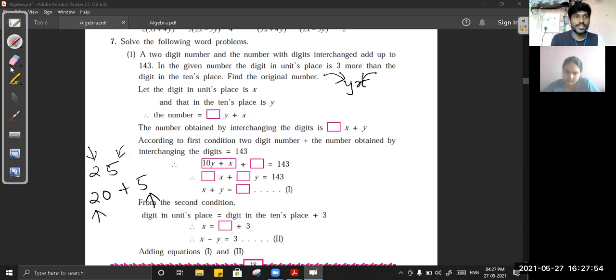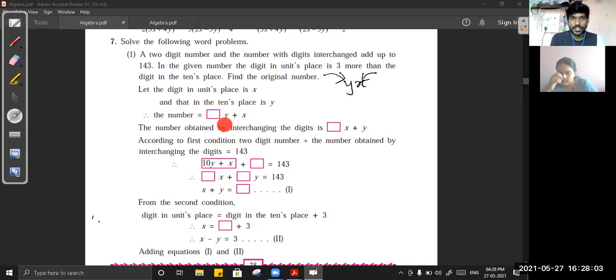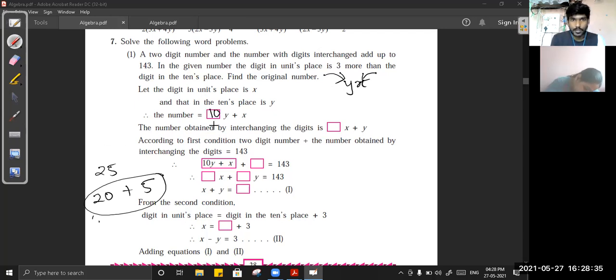Did you understand? So the same thing, the number yx, where x is in the units place and y in the tens place. That number is, what should be here? Look, the same example, take 25. How did I write 25? 20 plus 5. Correct? So if this is the number yx, how will you split it? y plus x. But y is in the tens place, so 10y plus x. Yes, 10y. So what should come here? 10y plus x.